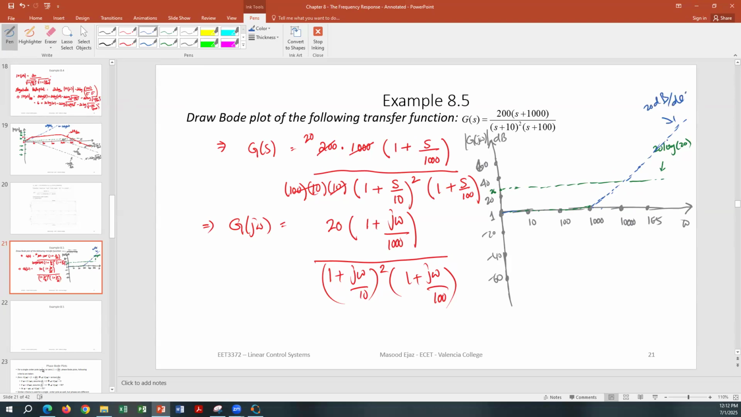This is the 1 plus j omega over 1000 Bode plot. It's going to go up to 10, and then it's going to drop by negative 40 decibel per decade. So at 100, it's going to be negative 40. Two points are good enough, and then I'm going to connect that.